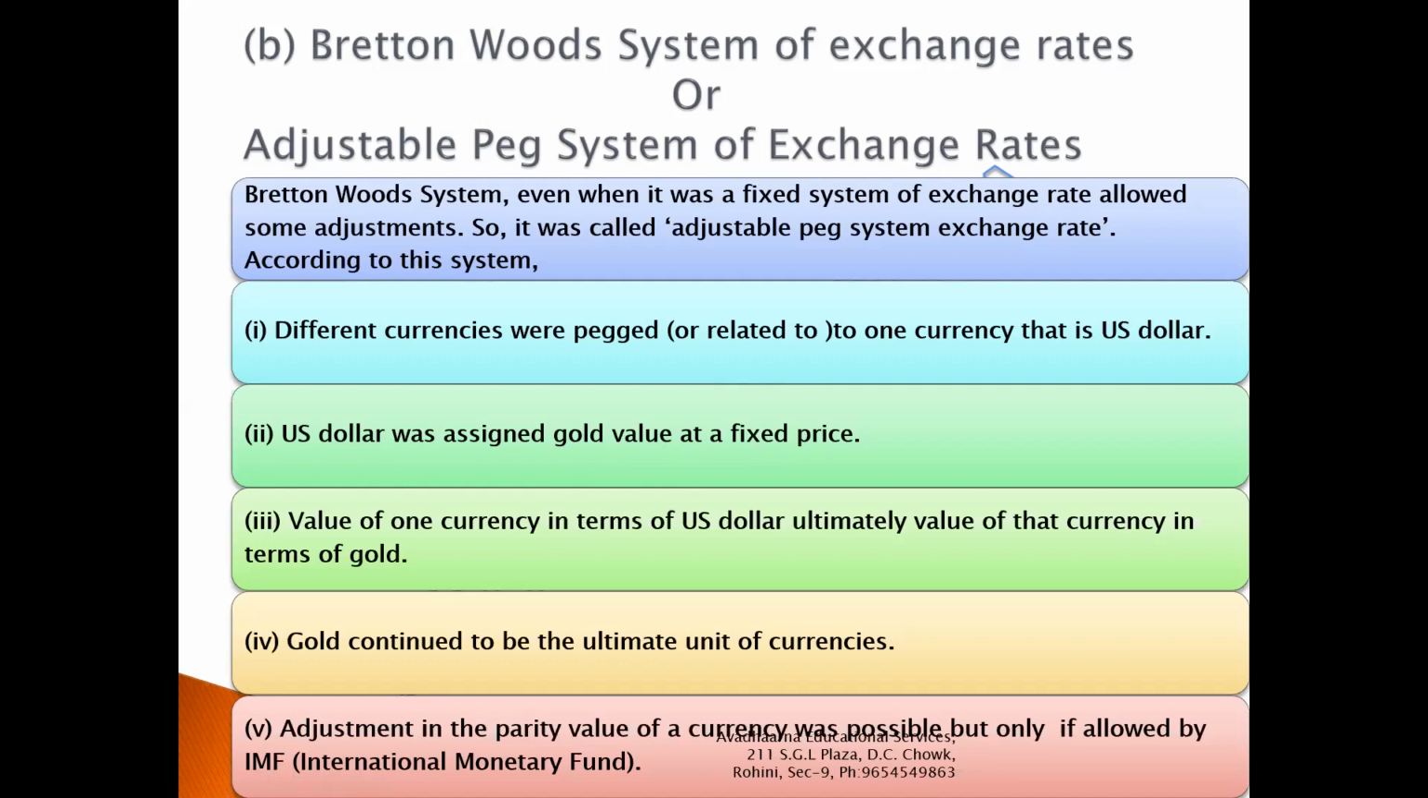The value of one currency in terms of US dollar, ultimately the value of that currency in terms of gold. So gold continued to be the ultimate unit of currencies, and adjustment in the parity value of currency was possible but only if allowed by IMF, that is International Monetary Fund.